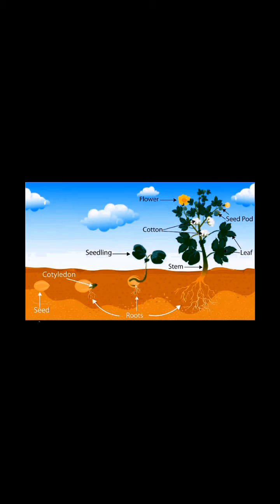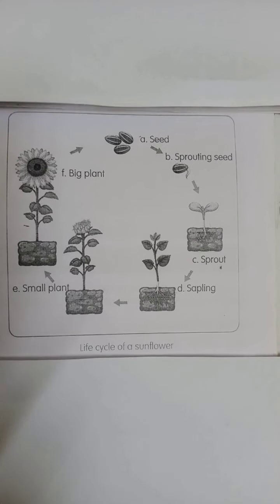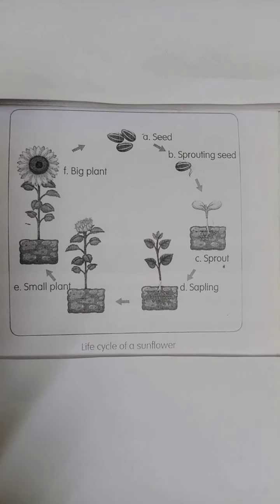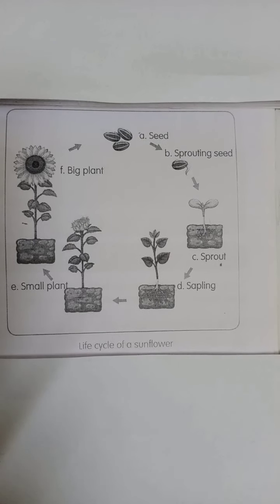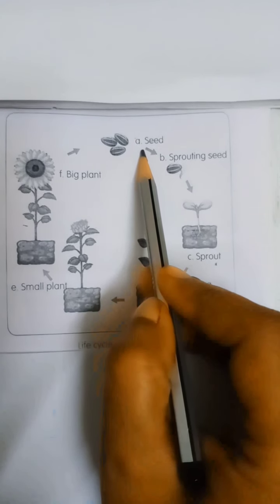Plants are also living beings. They also grow in a similar manner; plants grow from a seed to a sapling to a big plant. Let us look at all the stages in the life cycle of a plant. Here we have the life cycle of a sunflower. The number 1 stage is seed.